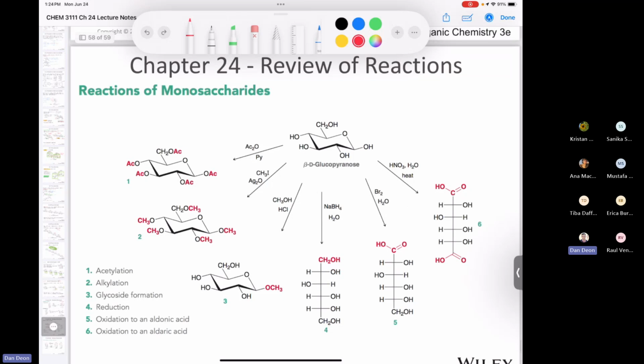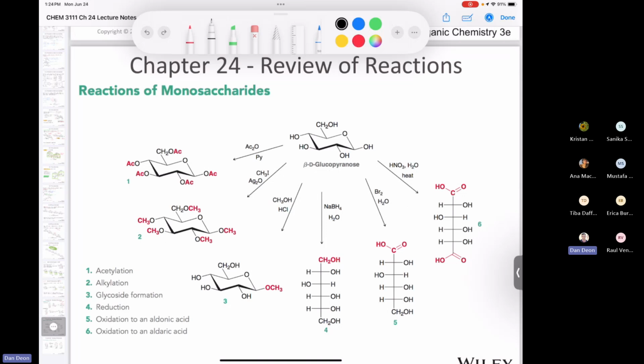Then we looked at all these different reactions. We looked at acetylation with acetic anhydride and pyridine. Then we looked at alkylation, which is like a variation on the Williamson ether synthesis. You use iodomethane, but your base is silver oxide. Then we talked about glycoside formation with methanol and HCl, and we talked about how you get racemization, or a mixture of alpha and beta at the anomeric center.